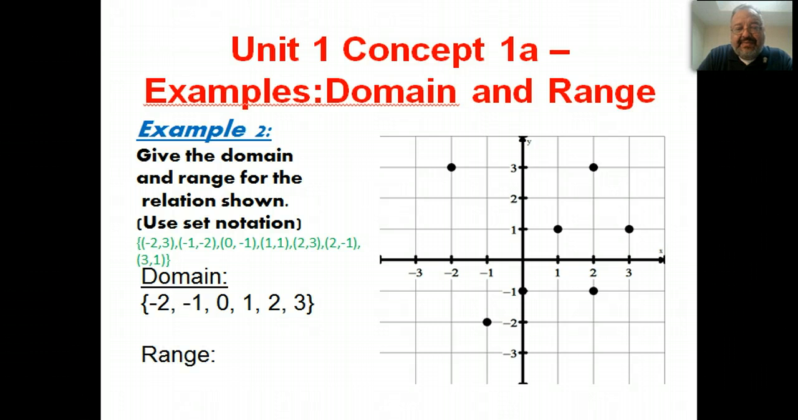Now the range is not necessarily in order. As a matter of fact, it's kind of scattered around. So when I list them, I'm going to write the range in order from smallest to greatest also. And also, if the numbers repeat in either the domain or the range, I'm only going to write them down one time. That's it. Do not repeat them.